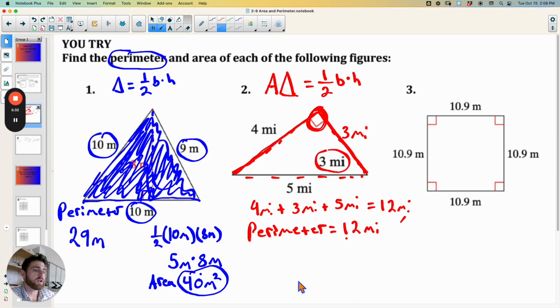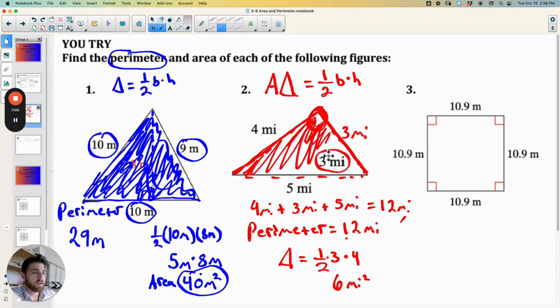That's the important part. So now we would just do the area is going to be equal to 1/2 the base times the height. And 3 times 4 is 12, and if I take half of 12, that's going to be 6. Now remember, we're talking about miles times miles, so that's going to give us miles squared. So square miles. And that means that if I were to take paint and paint this entire triangle, it would take 6 square miles of paint to paint that triangle.